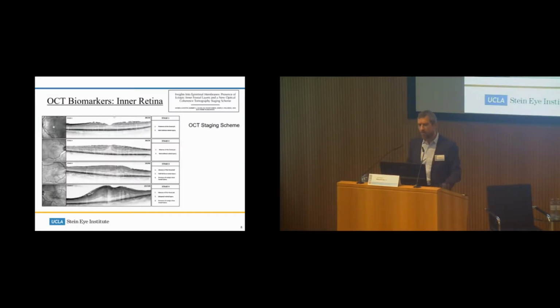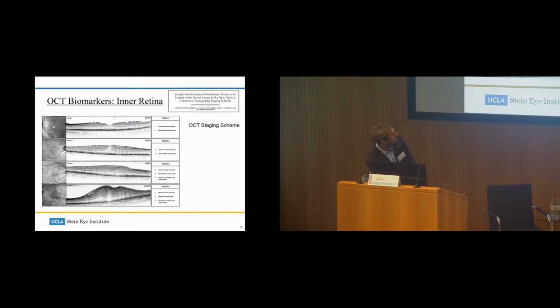A couple of years ago, we published a paper on an OCT staging scheme for epiretinal membrane. We had four stages. The first was characterized by a normal anatomy of the fovea, so the retina looked pretty much normal. We just had a membrane on the surface and some bumpy things at the level of the inner retina, but the foveal architecture was normal. In stage 2, you have an absence of the foveal pit, so the epiretinal membrane is lifting up the fovea and the pit disappears.